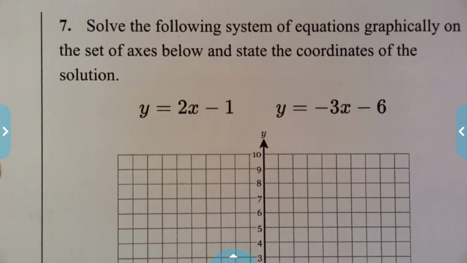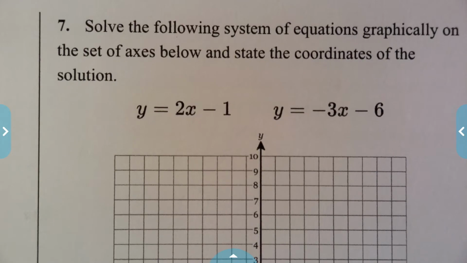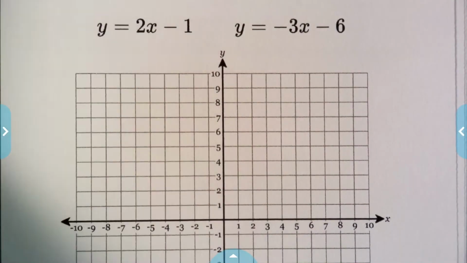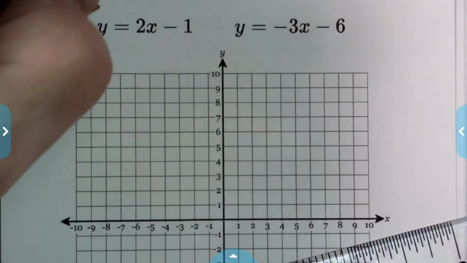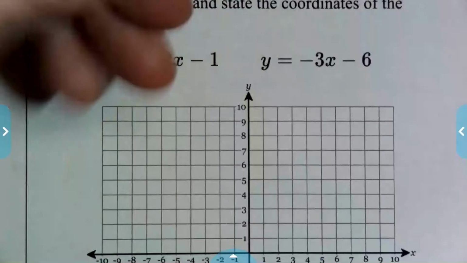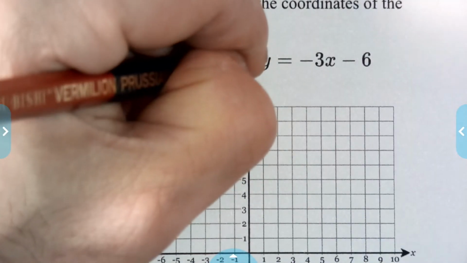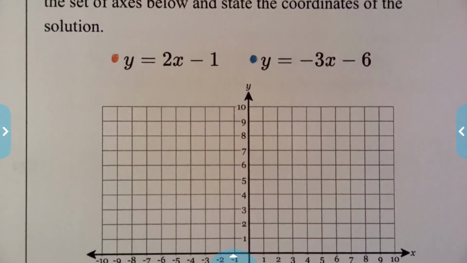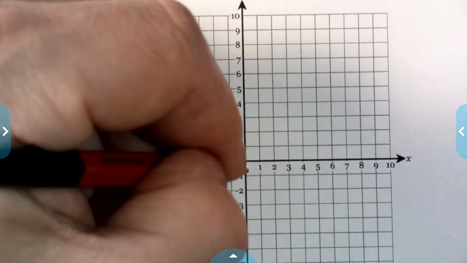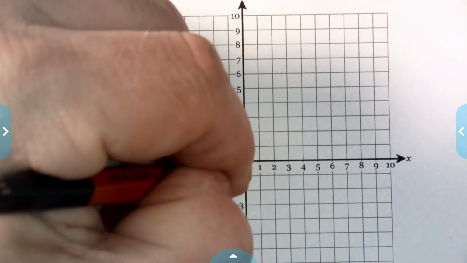Now, number 7 should seem simple at this point, right? Because we've been doing it algebraically. Now we get to graph and just see where they cross. So first, I usually like to put colors next to the lines. So the first equation will be red. I've got a y-intercept at -1. So let's go put a dot there.